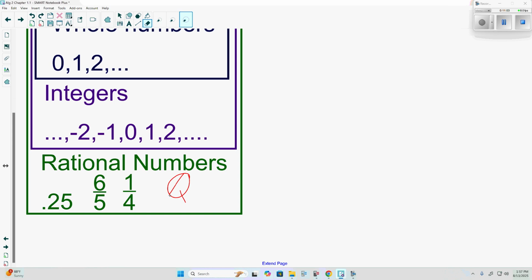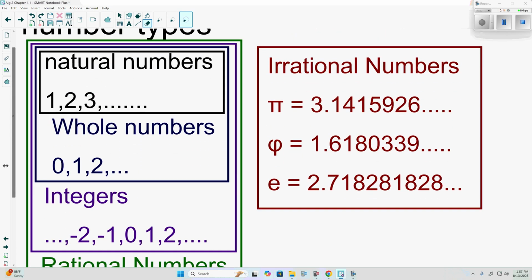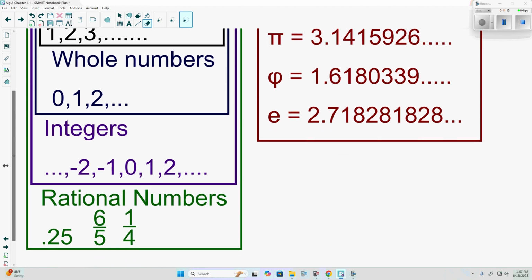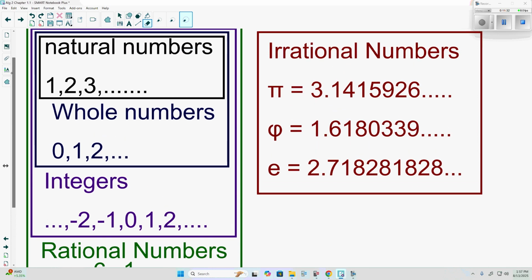Questions on this here? But we also have numbers that are not rational, and we call them irrational numbers. Because a number, like the number 3, is a natural number. It's also a whole number. It's also an integer. It's also rational. 3 is not irrational. Specifically, irrational numbers, I'll scroll up, are numbers that cannot be written as a fraction and have a non-repeating, non-terminating decimal.